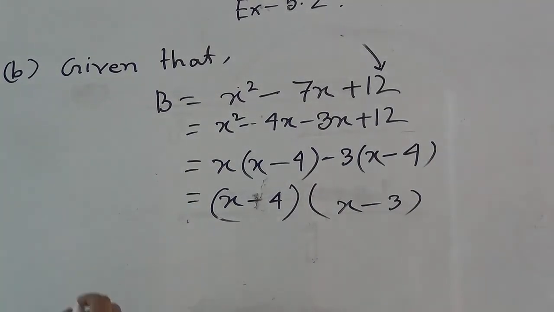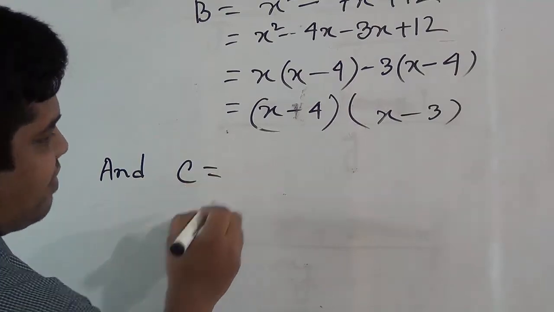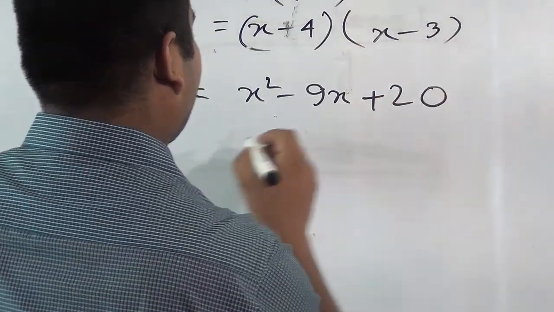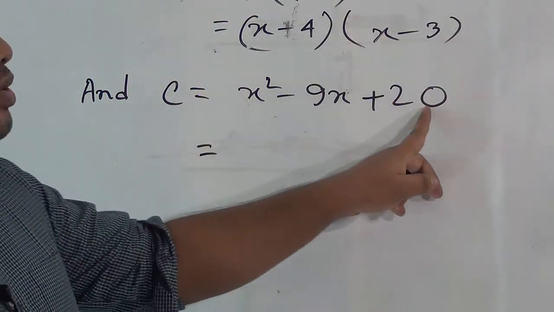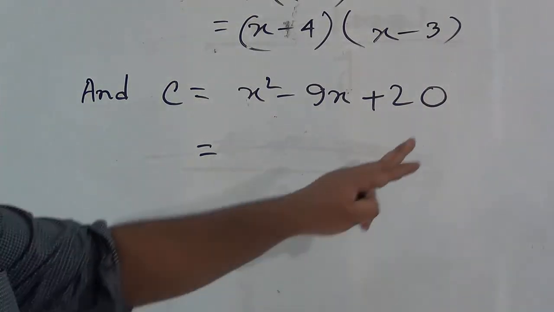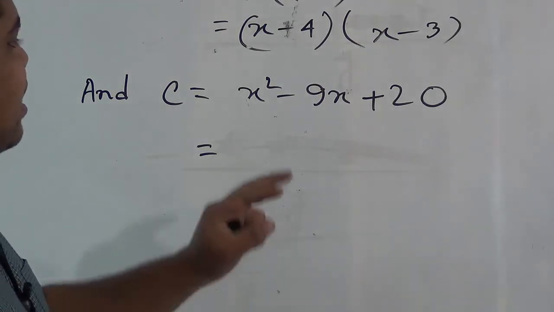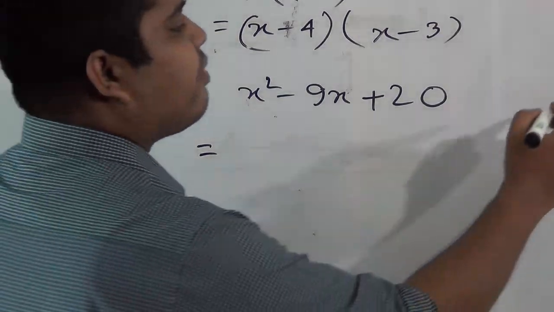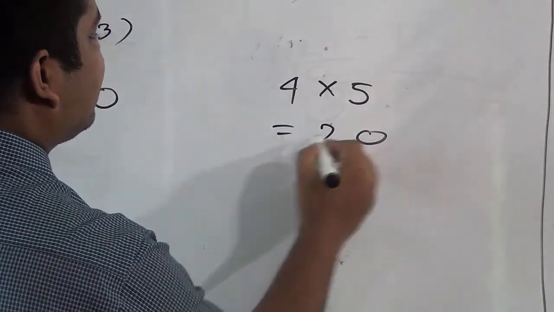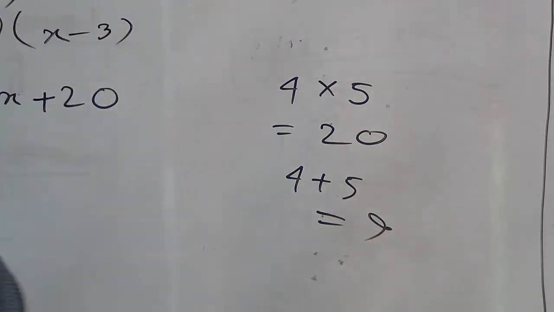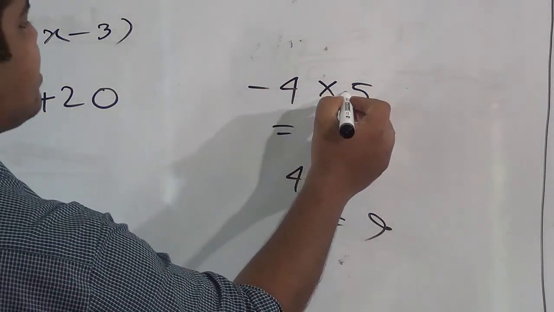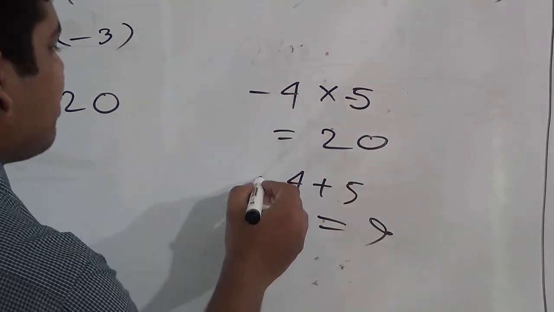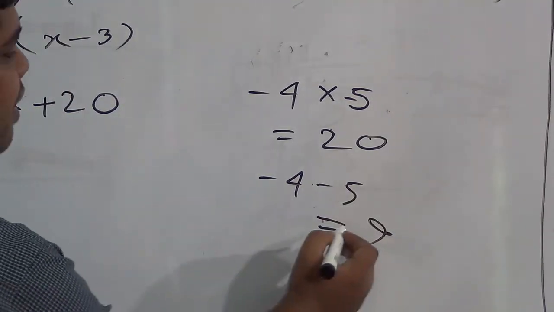Next, the value of c is also given. Here c is x square minus 9x plus 20. Here you notice x square; we multiply x square with 20 and it will be 20x square. We break this 20x square into two factors such that if we multiply, then we get 20x square, and if we add, then we get minus 9x. Take 4 and 5: 4 5s are 20, and if we add, then we get 9. Here you notice minus 9, so we take minus 5 and minus 4. If we multiply, 5 4s are 20, minus minus plus, and if we add minus 4 with minus 5, then we get minus 9.